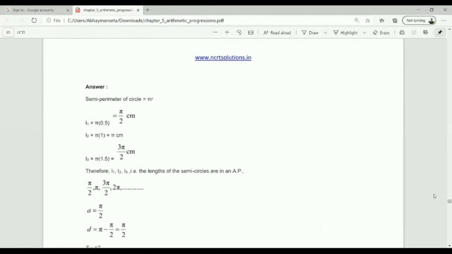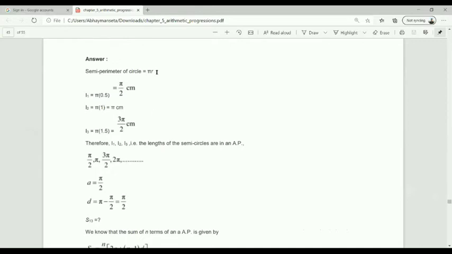Answer: the semi perimeter of a circle is given by, we know that, perimeter in a circle means circumference. Circumference means perimeter. So the circumference of the circle is given by 2 pi r. Is it clear? It gives perimeter or circumference, both the same thing.